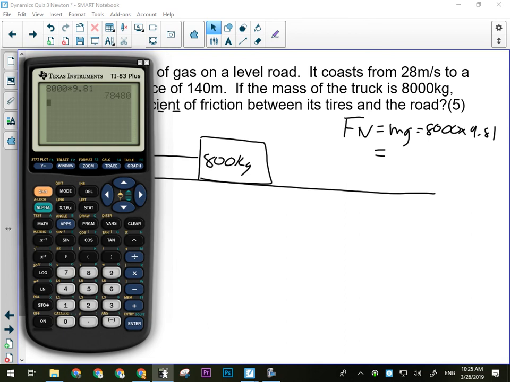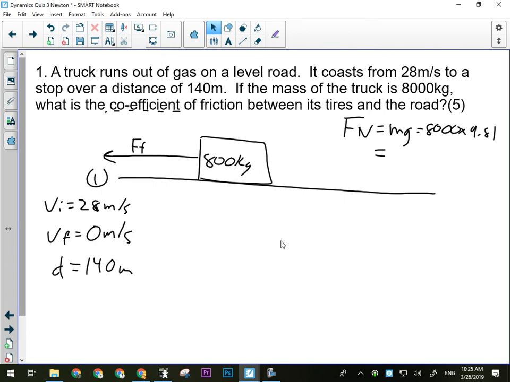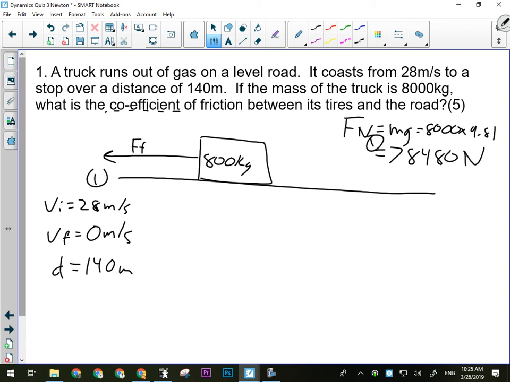Okay, so we've got 78,480 newtons. Okay, so they can have a mark for that as well. All right, what can I calculate right now with the velocity and distance information? I can calculate acceleration. Why is that going to be important? For finding F net, okay? And F net is going to equal this force because it's the only one that's not balanced, okay?